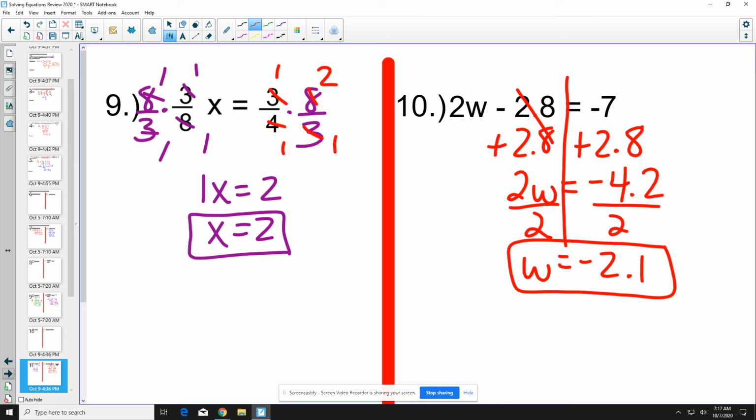On number 10, first you had to add 2.8, then divide by 2. Did you get a -2.1? If you need to pause the video to look at these problems more, go ahead and hit pause. If you did okay, we have one more practice problem.